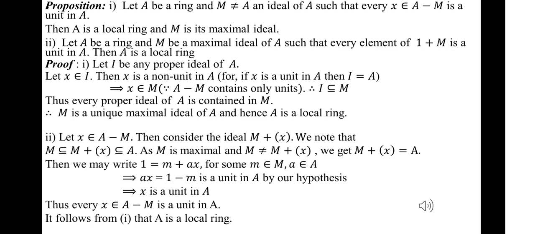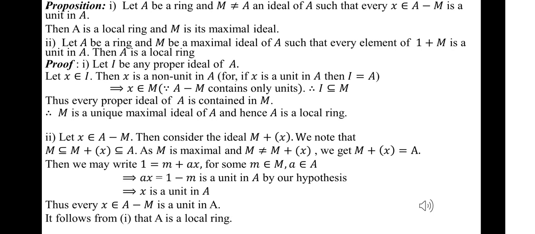So M plus the ideal generated by x is an ideal of A, and it contains M as a subset. Thus we have an ideal M plus the ideal generated by x lying in between M and A, where M is maximal. But M cannot be equal to M plus the ideal generated by x because x is not in M, whereas x belongs to M plus the ideal generated by x. So the only possibility, because M is a maximal ideal, is that M plus the ideal generated by x must be equal to A.